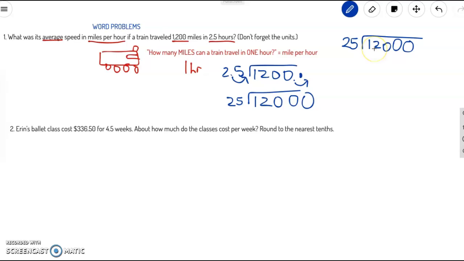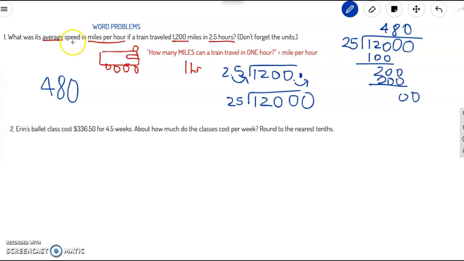So 25 goes into 120 4 times. 4 times 25, that's like 4 quarters. So it's 100. 120 minus 100 is 20. Bring down that 0. 25 goes into 200 8 times. 8 times 25 is 200. And bring down the 0. Okay, so we got 480, and that is our answer. So remember that for the units, you're going to actually have to read the question again. So it's asking what was the average speed in miles per hour. So how many miles can it travel in 1 hour? 480 miles.